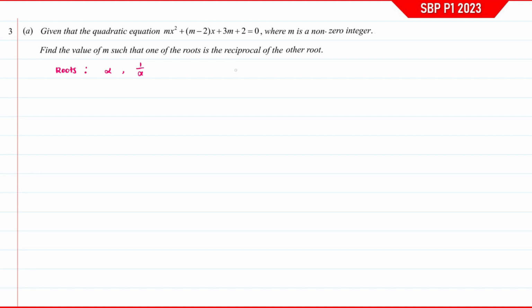So here we know that the sum of roots is equal to negative b over a, and the product of roots is equal to c over a. As this quadratic equation has been written in general form, therefore a is equal to m, b is equal to m minus 2, and c is equal to 3m plus 2. If we substitute into the sum of roots, then it will be alpha plus 1 over alpha is equal to negative m minus 2 over m.